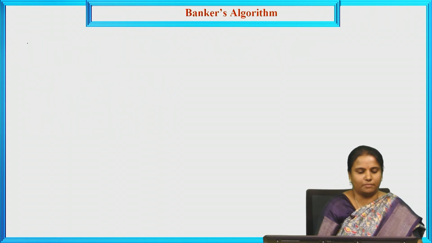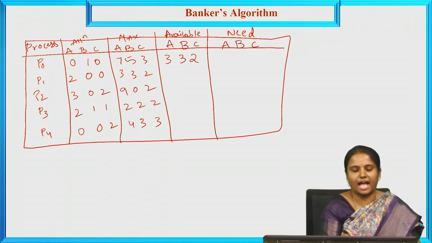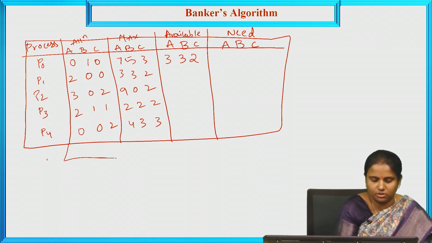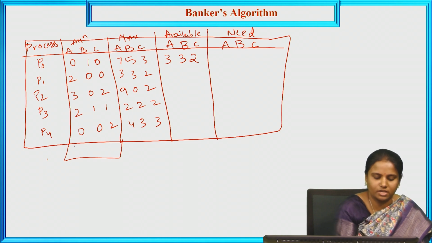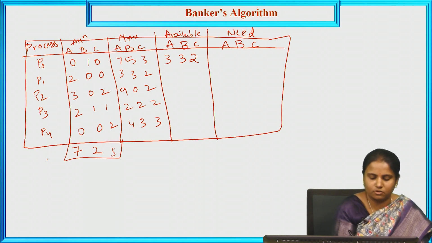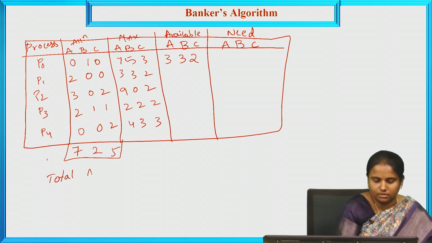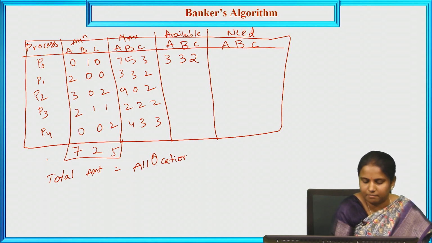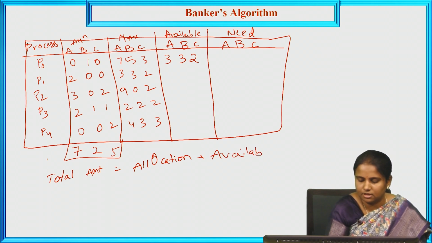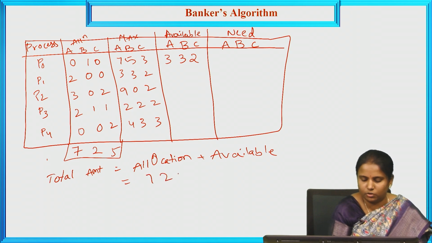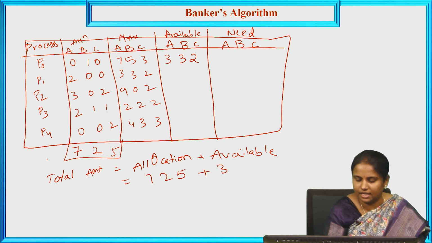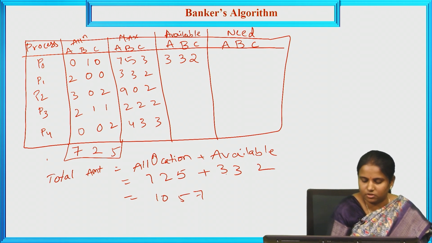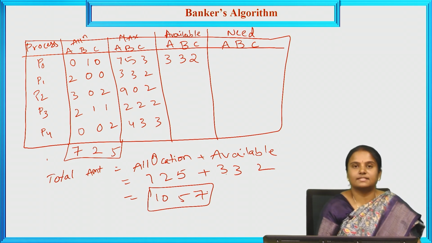So, let us start our problem. First we need to calculate the total allocation amount. 2 plus 3 is 5, 5 plus 2 is 7. Next B is 2, and next C is 3, 4, 5. So the total amount is nothing but allocation plus available. The allocation of A, B, C is 7, 2, 5 and the availability is 3, 3, 2. So 7 plus 3 is 10, 2 plus 3 is 5, and 5 plus 2 is 7. This is the total amount for this banker's algorithm.